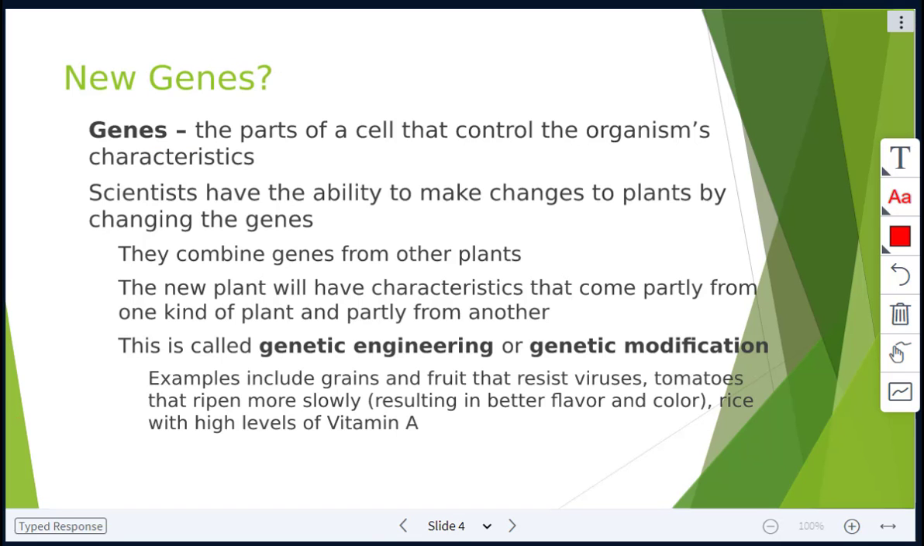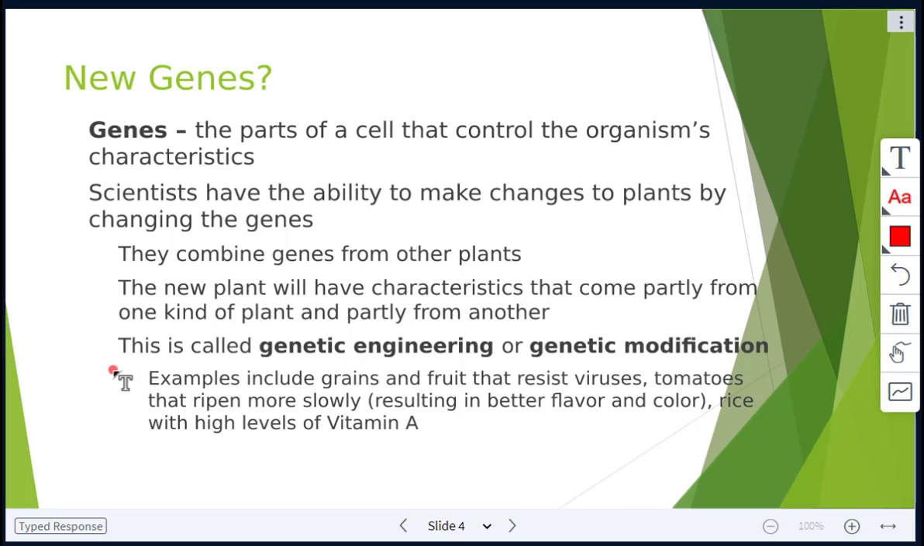All right, so next we'll talk about new genes, but first we'll talk about what are genes. So genes are the parts of a cell that control the organism's characteristics. So like the DNA, which we find in, for example, the nucleus of a cell. So scientists have the ability now to make changes to plants by changing their genes. So what they can do is they can combine genes from other plants. That new plant that they create will have characteristics that come partly from one kind of plant and partly from another kind of plant. And this is called genetic engineering or genetic modification.